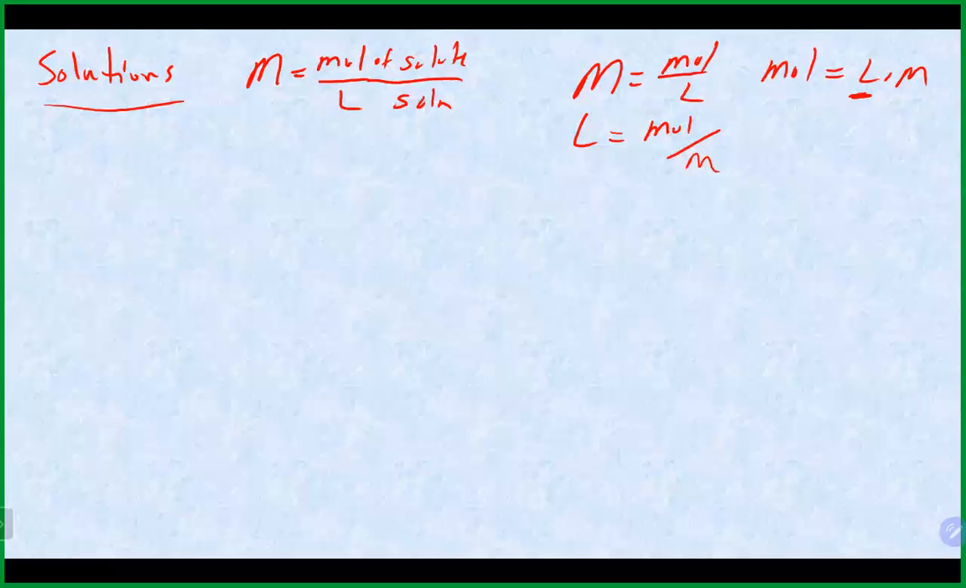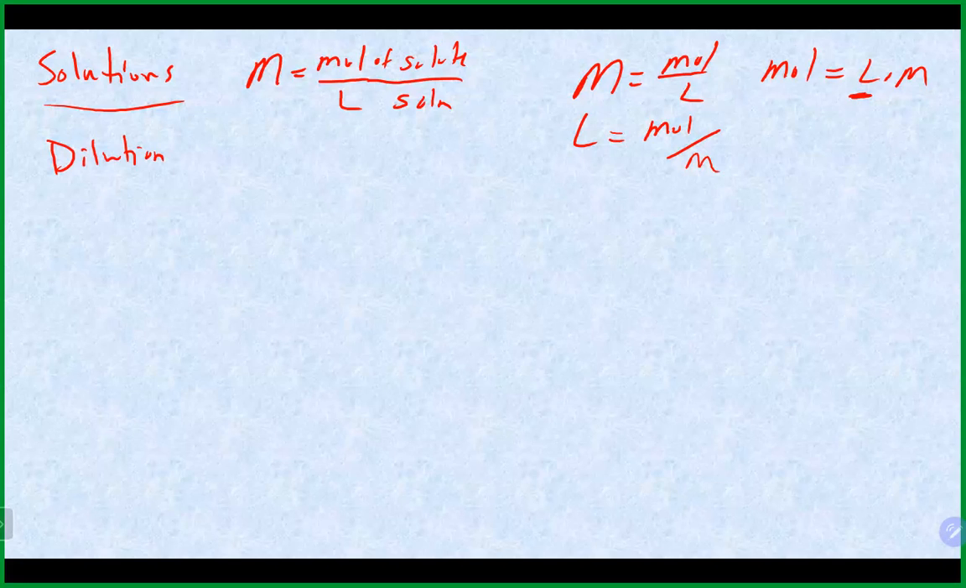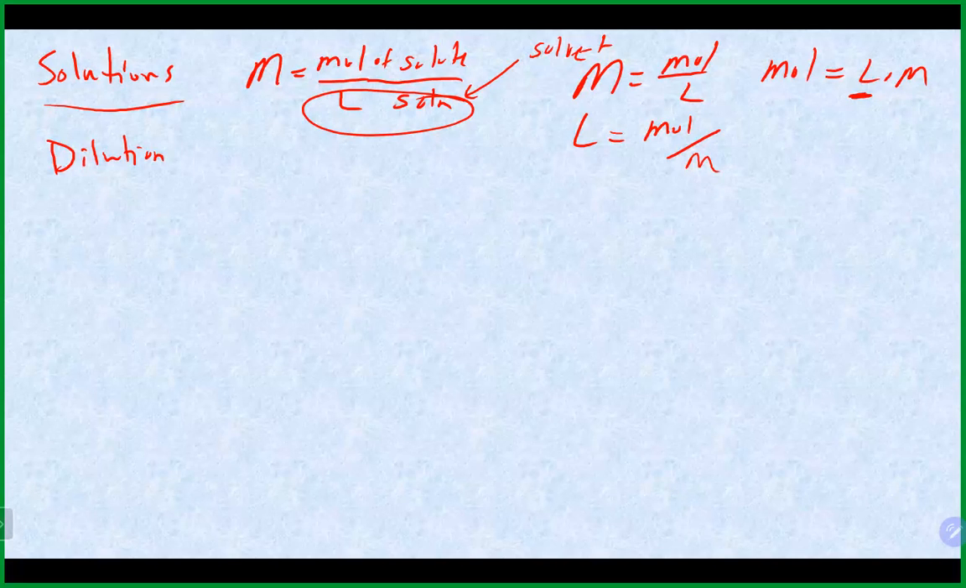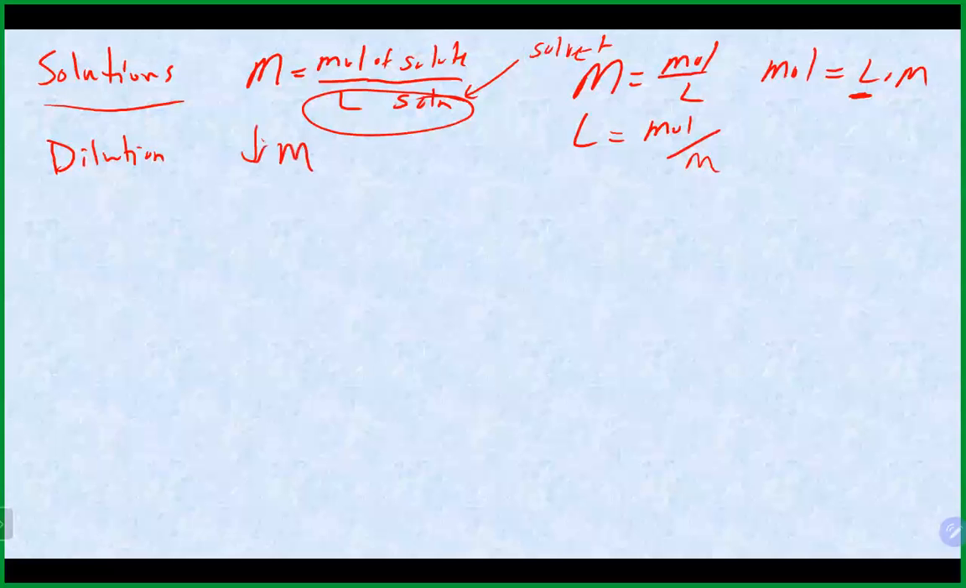We also talked about dilution. And remember that dilution is really when we add more solvent. In a lot of cases, our solvent is water. And when we add more solvent, pretty much what we are adding is more of the bottom part here, which is the volume of solution. And the result of that is the volume of solution will go up, but the moles of solute will remain the same. And because that volume of solution goes up, basically, we do see a decrease in the molarity when we do a dilution.